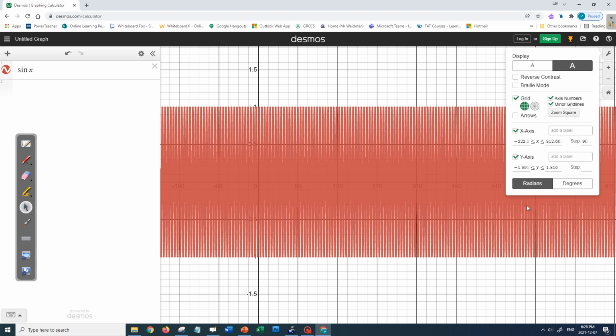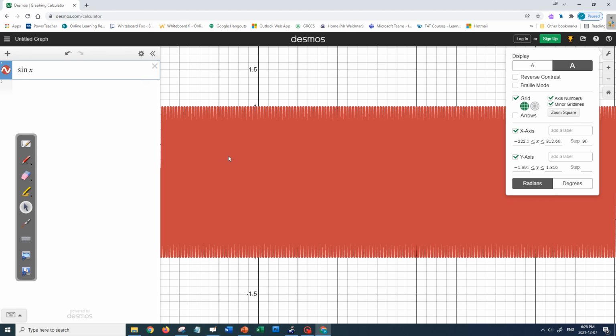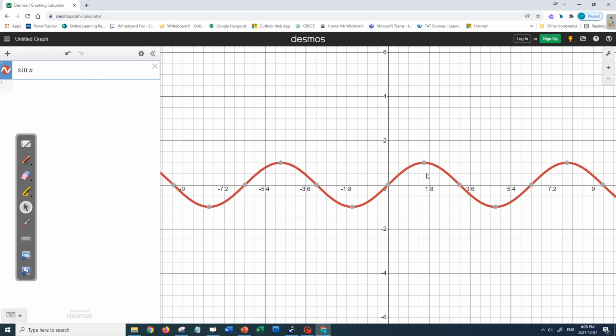Okay, so like I said, Desmos, just to reveal things, because it says we're in degree mode, radians. Oh my goodness. What's just happened there? I just changed to radians, and it just filled in thousands and thousands of sine waves. But if you just go back to the home button, it naturally does what you're supposed to do.